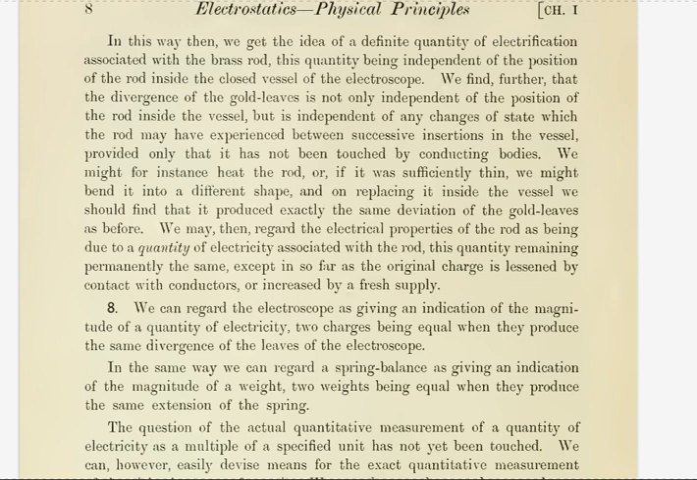We find, further, that the divergence of the gold leaves is not only independent of the position of the rod inside the vessel, but is independent of any changes of state which the rod may have experienced between successive insertions in the vessel, provided only that it has not been touched by conducting bodies. We might, for instance, heat the rod, or, if it was sufficiently thin, we might bend it into a different shape. And on replacing it inside the vessel we should find that it produced exactly the same deviation of the gold leaves as before. We may, then, regard the electrical properties of the rod as being due to a quantity of electricity associated with the rod, this quantity remaining permanently the same, except in so far as the original charge is lessened by contact with conductors, or increased by a fresh supply.